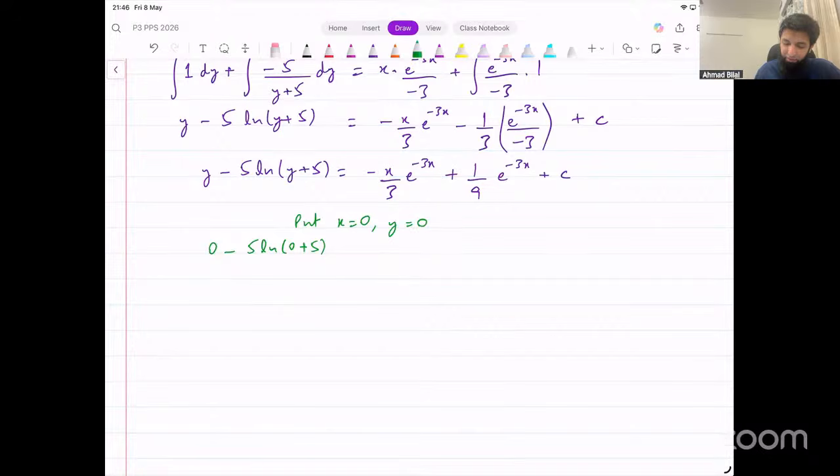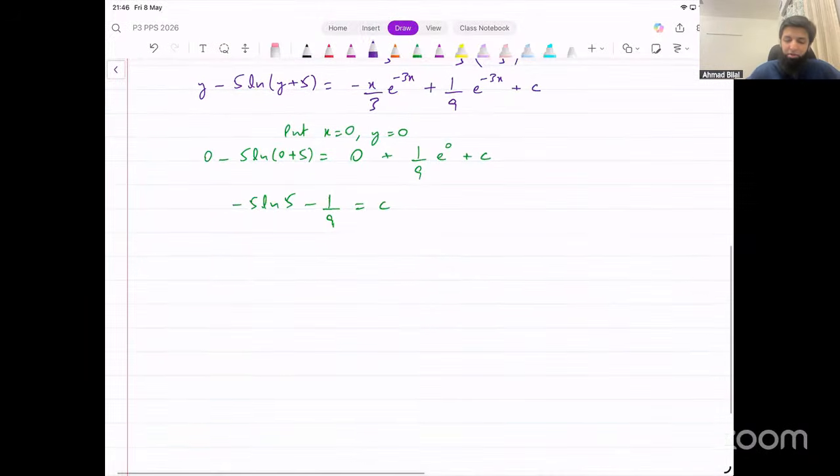Minus 5 into ln of 0 plus 5, and the x term is equal to 0 because x is multiplying, plus 1 over 9 into e raised to power 0 plus c. Let's simplify and we get minus 5 ln 5. And then 1 over 9 from the other side. When that comes to the left side, we have minus 1 over 9. So c equals minus 1 over 9. Now we input this back there and we get that equation.